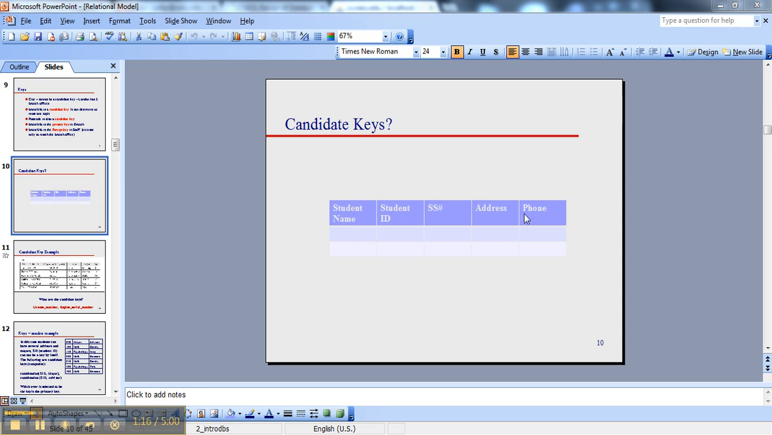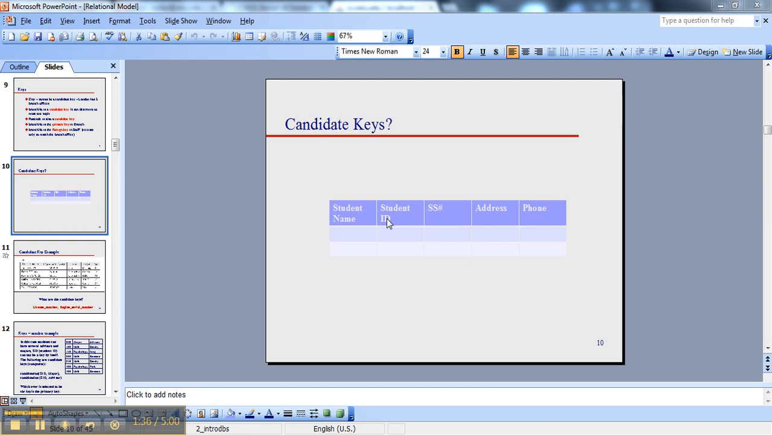But okay, address. Is address always unique? No. What if two students live in the same house or are roommates? Phone number. What if again you have people in the same house and there's a home number? You want your primary key to be something that you will know will always be unique.